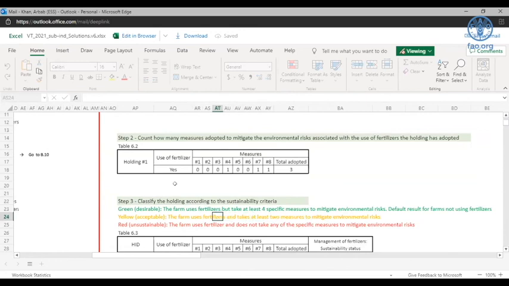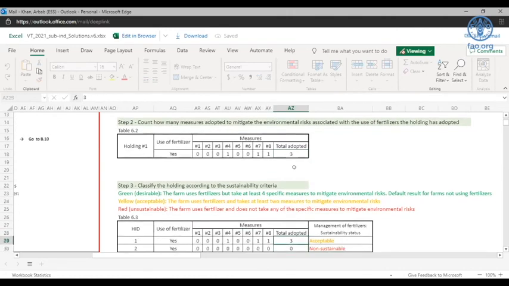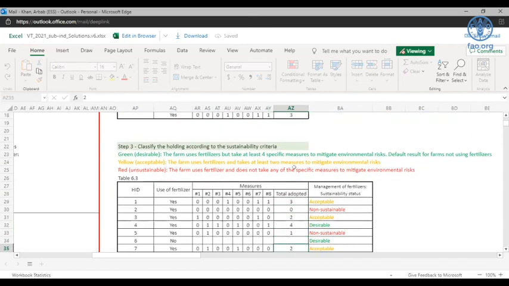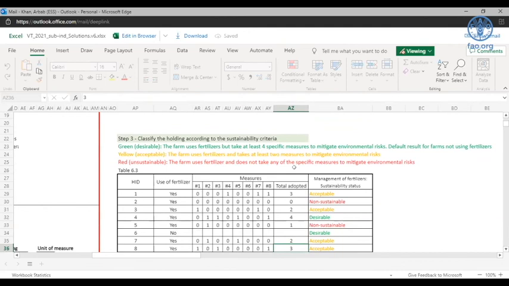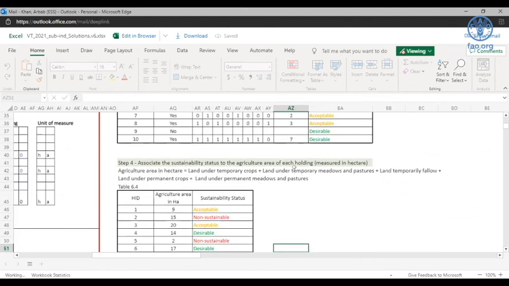From the condition, you can see here the farm uses fertilizer, but takes at least four specific measures to mitigate environmental risk. So it doesn't qualify for that green criteria. The farm uses fertilizer and takes at least two measures to mitigate risk. It qualifies for that particular criteria, and hence we will be assigning this holding yellow or acceptable status. And so on, based on this logic, we then assign other agriculture holdings depending on whether they are using fertilizer or not, and if they are, the extent to which they are adhering to the different management measures, we assign them green, yellow, and red colors.